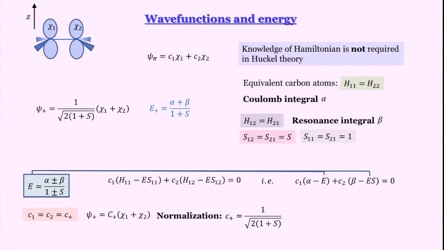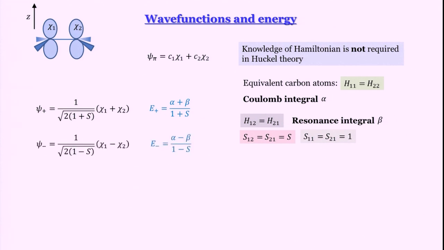This is what we have got. Psi plus is 1 by root over 2 into 1 plus S, multiplied by chi1 plus chi2. Corresponding energy E plus is alpha plus beta divided by 1 plus S. Psi minus, your homework, is 1 by root over 2 multiplied by 1 minus S, multiplied by chi 1 minus chi 2. E minus is equal to alpha minus beta divided by 1 minus S.